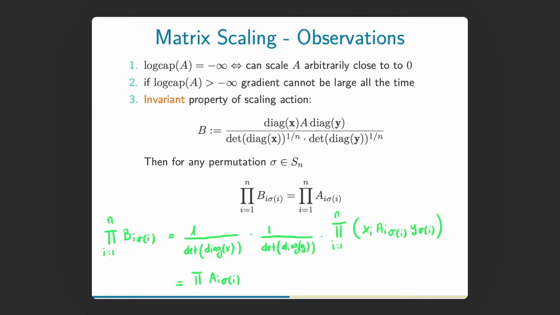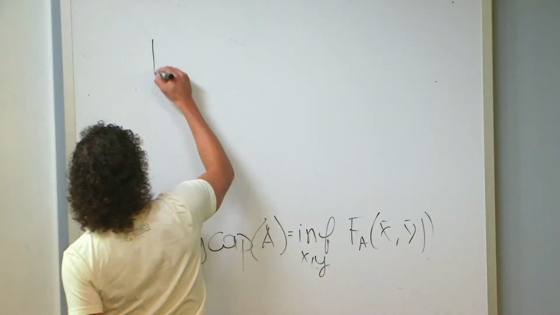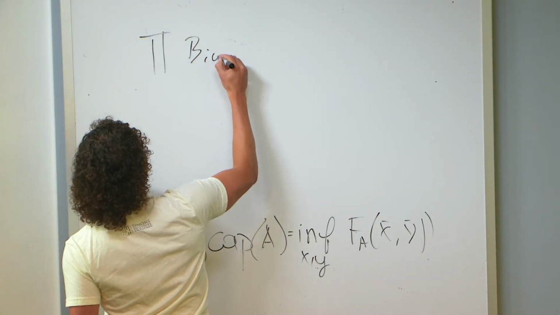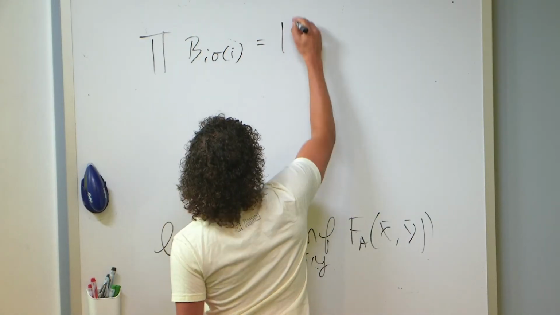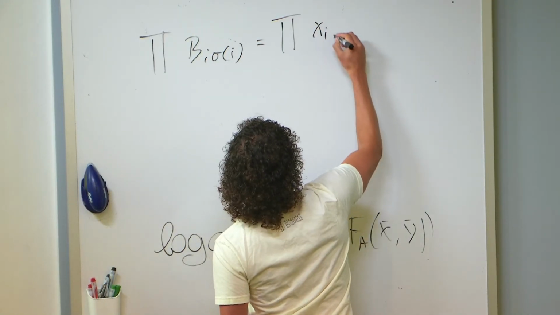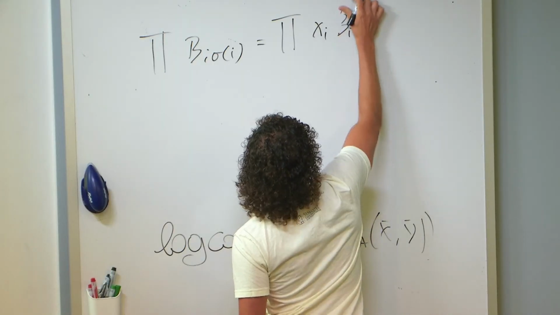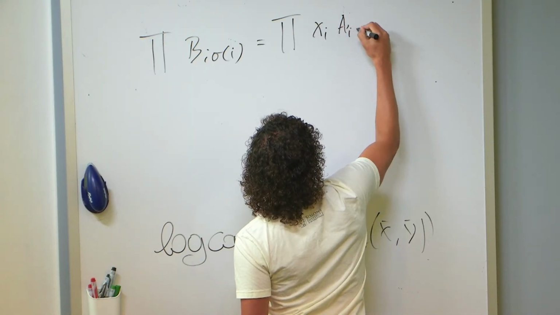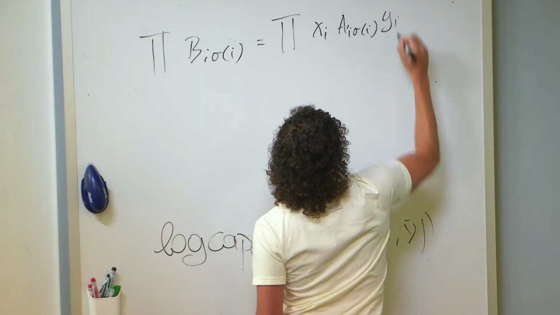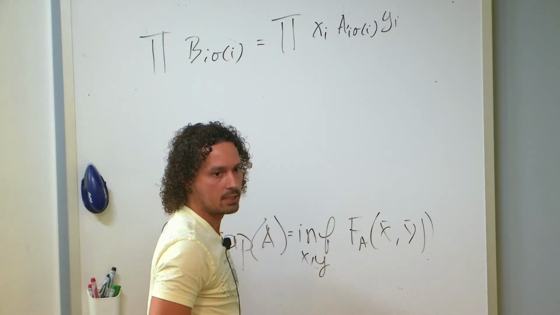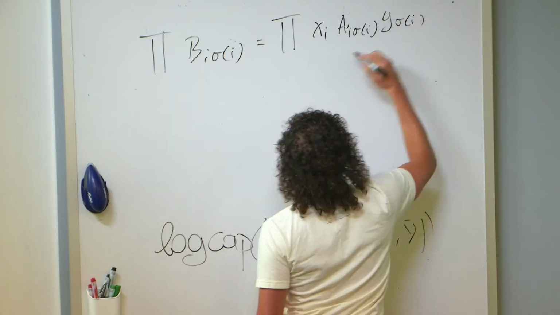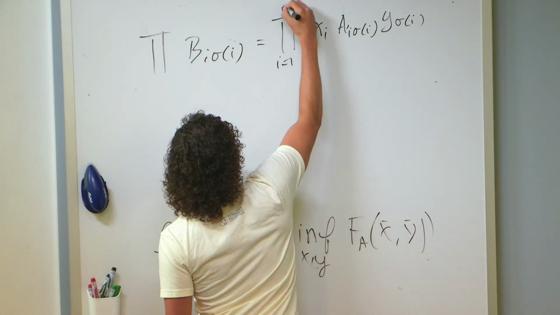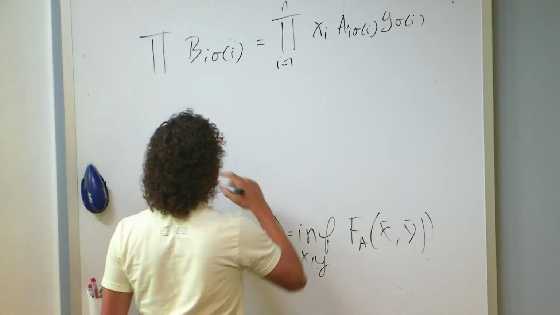Well, what is the product of b_{i,sigma(i)}? Well, this is a scaling of A, correct? So this is the same as the product of x_i a_{i,sigma(i)} y_i, correct? Sorry, y of sigma(i). My bad. Thank you. You're paying attention. That's great. Watch me like a hawk.